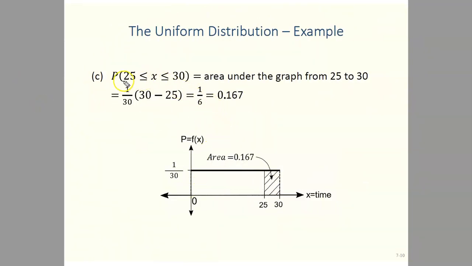For part C, we want to find the probability that a student waits more than 25 minutes. Now, a student isn't going to wait more than 30 minutes because a bus arrives every 30 minutes, so basically we're finding the probability that x falls between 25 and 30. So that's going to be this area that we have shown right here. So we have to find the area of this shaded rectangle that we have here. Well, the width is 5 and the height is 1 over 30.